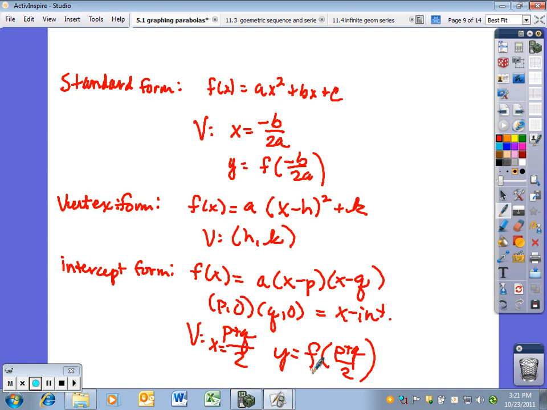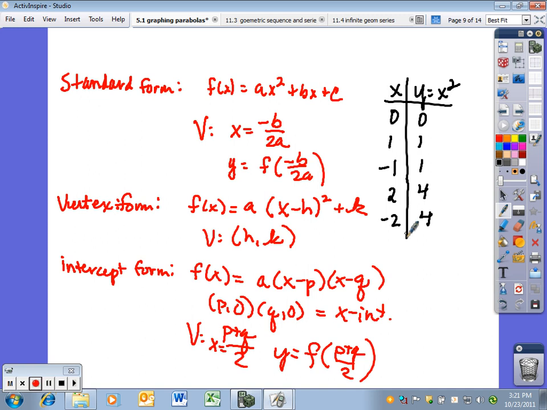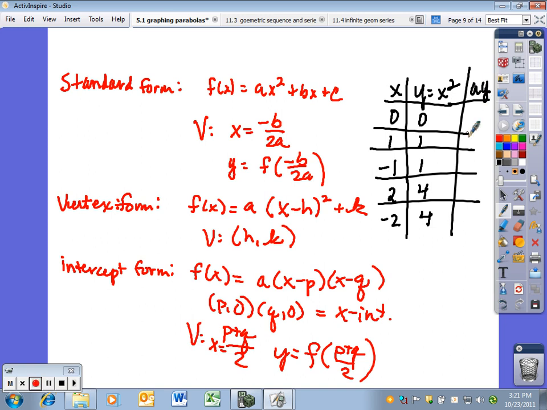And no matter what, when I graph, I use the parent function y equals x squared. So it's (0, 0), (1, 1), (negative 1, 1), (2, 4), (negative 2, 4). And from there, I check out my a, and I multiply it by my y's to continue with my points to plot.